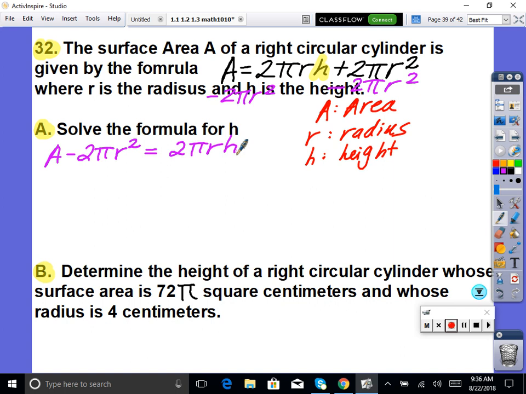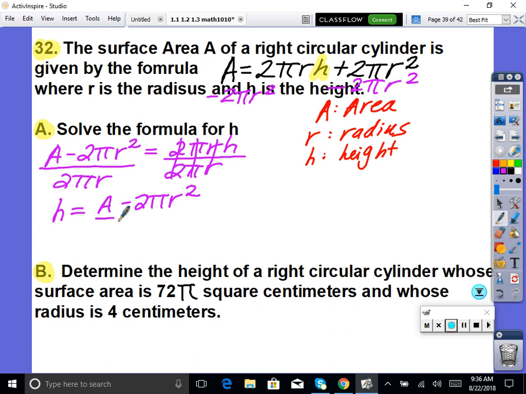Yep, next step, we're going to get h alone. Thank you, Dave. We'll divide by 2 pi r. Wouldn't that work? Divide by 2 pi r. Ding, ding, ding. So we have h is equal to a minus 2 pi r squared all over 2 pi r. Now I'm going to ask you a very important question. Those 2 pi's could divide right out and r squared? No, because of the subtraction sign, you can't do it. Leave it alone. That's done.